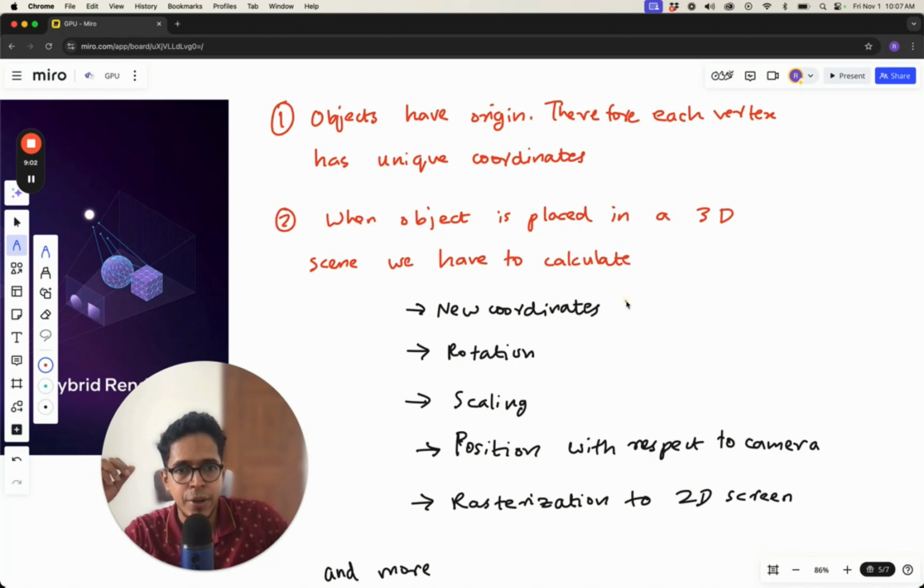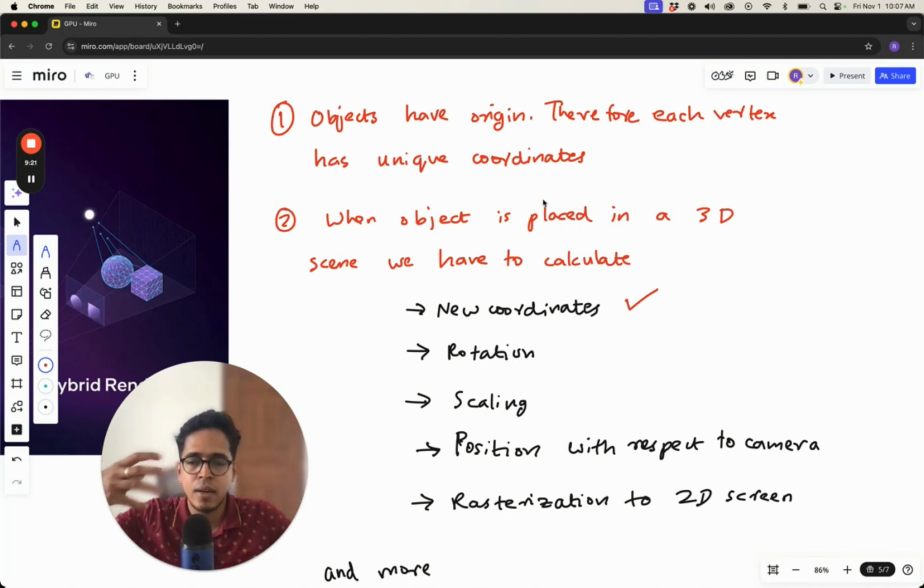So we have to calculate new coordinates. These coordinates are different from the local coordinates that the vertices have. So here, what coordinates are we talking about? Are we talking about the coordinates of the entire car? Of course, but in what format? In the format of coordinates of the individual vertices that form part of the car.